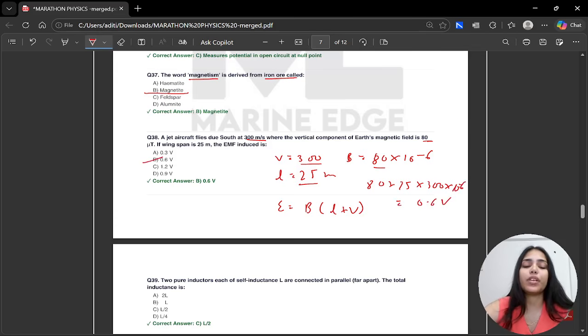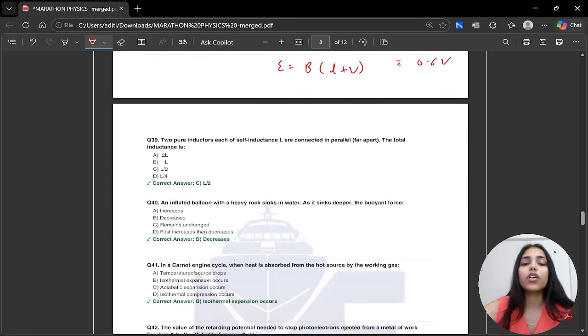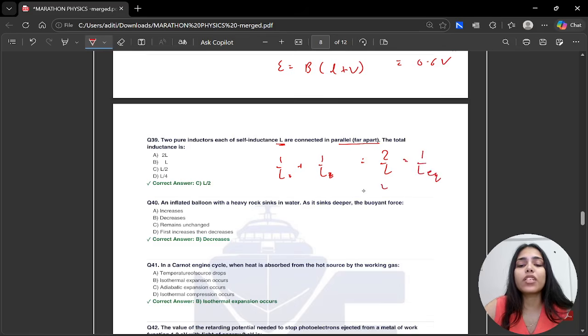So option B. Okay. Now, two pure inductors, each of self-inductance L, are connected in parallel, far apart. What will be the total inductance? When inductors are connected in parallel, to calculate total inductance, we do 1 by L1 plus 1 by L2, right? So 1 by L plus 1 by L, that is 2 by L, equals 1 by L equivalent. So L equivalent becomes L by 2. So the correct option is C.